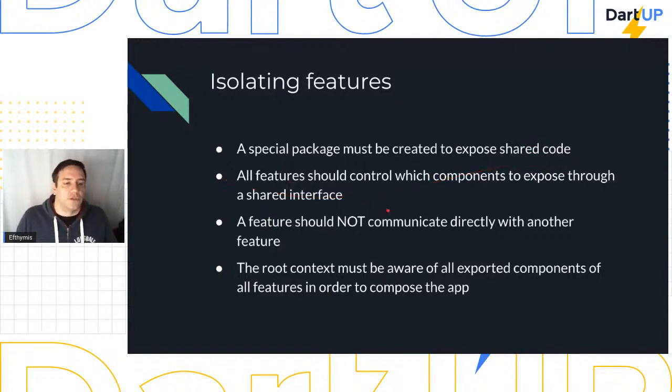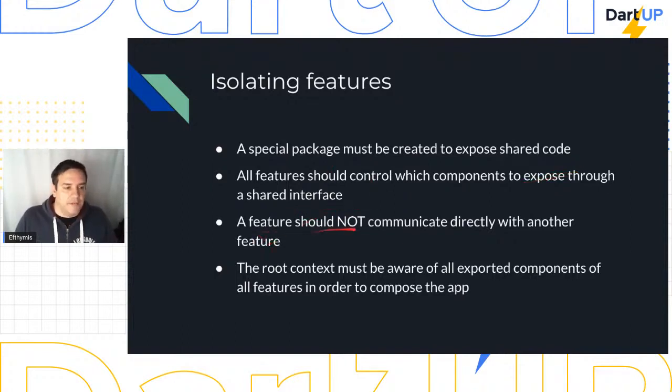All features should control which components to export through a shared interface. So we are isolating the feature, but we have to expose some bits to the outward, because we want to compose an application out of that feature. We don't want just one feature and have an app with one feature. We want to have an app with multiple features, so we need a way to compose it. And we should have a structured way of exposing the common things that the application needs. Let's say you need menu items for constructing a menu, or the routes for routing within the application, and all that. So we need to expose those things through a shared interface.